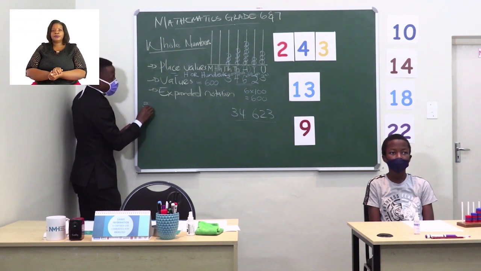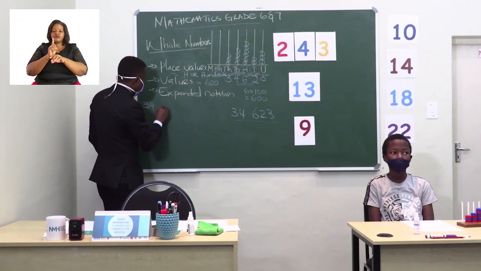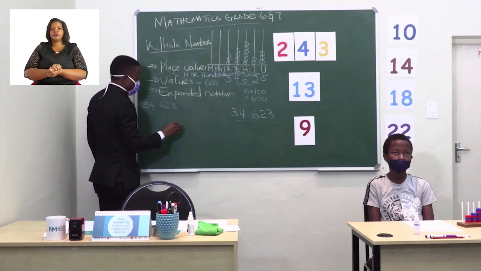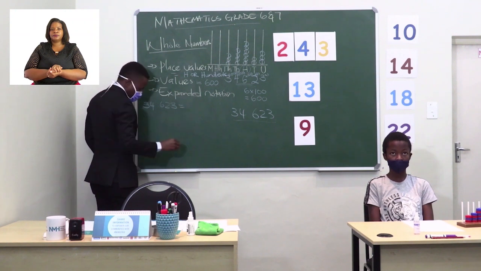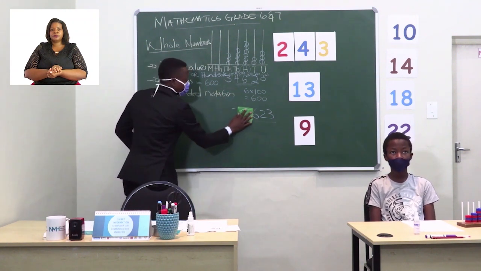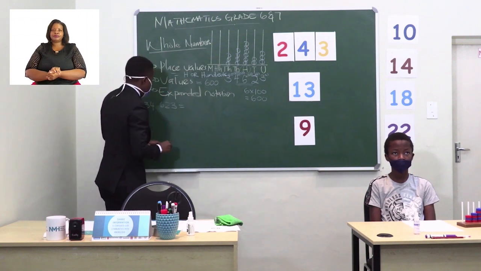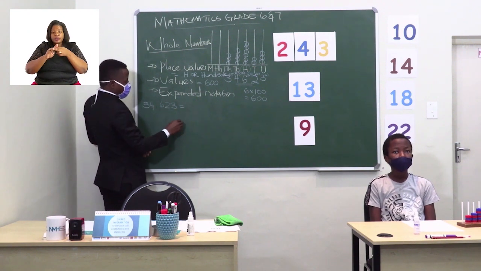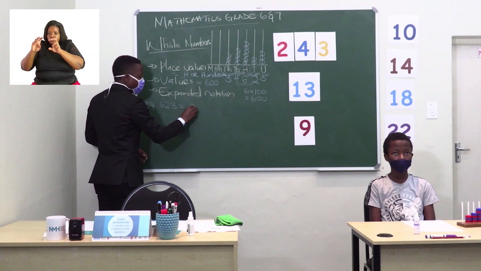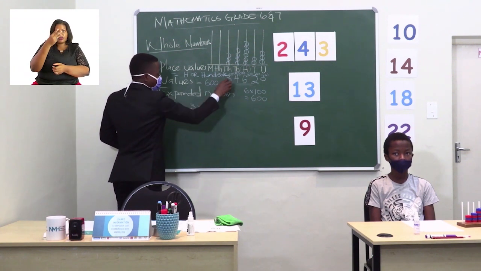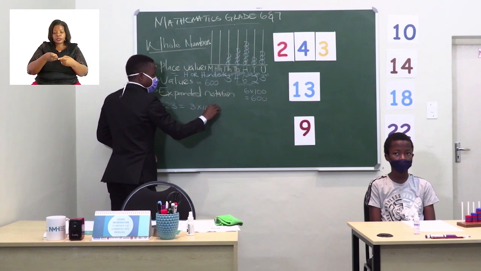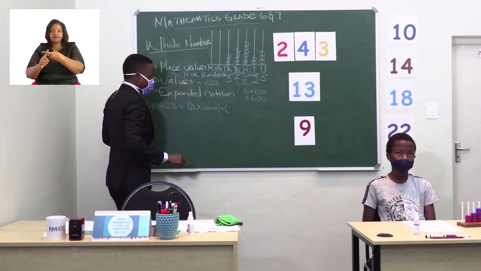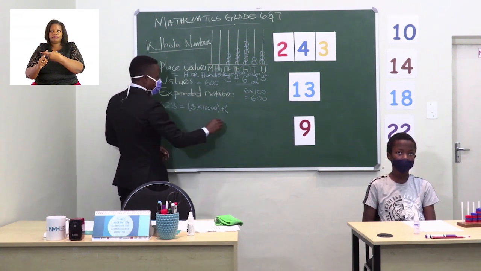I'll just repeat the number, 34,623. It must give me... I need to take this out. We use brackets to separate the operations. So we have 3 times 10,000, and then we have to separate that with plus. You will understand the reason for this addition later.